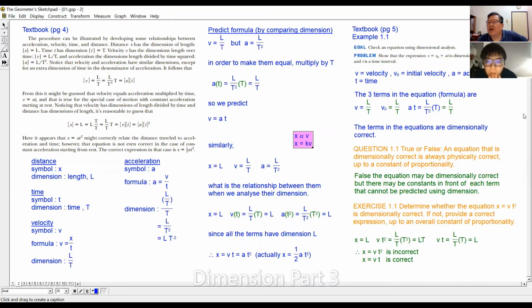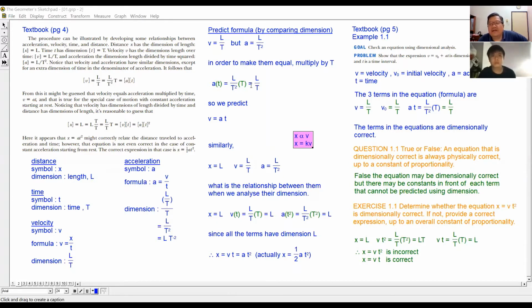Okay, right. So now we continue over here. Right. Now this one is: show that the expression v equals v naught plus at is dimensionally correct.